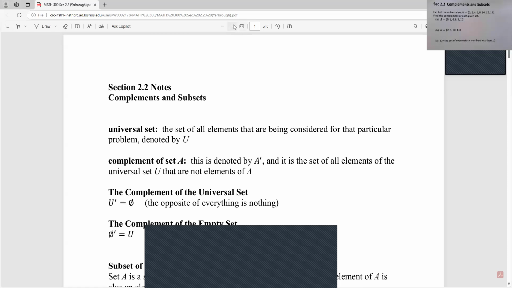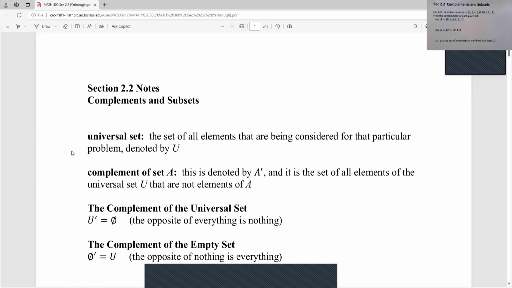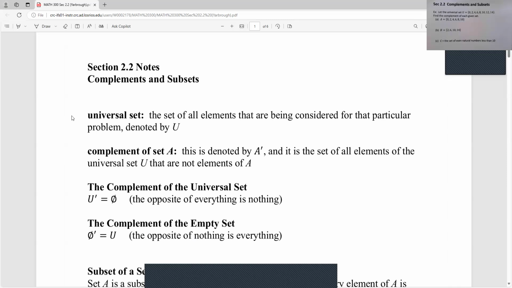Section 2.2 notes. First thing we're going to define is called the universal set. The universal set is defined as the set of all elements that are being considered for that particular problem, denoted by the letter U. So when we talk about a universal set, we mean those are the only elements in the world as far as this particular problem is concerned. That will make more sense as we continue and look at our examples.